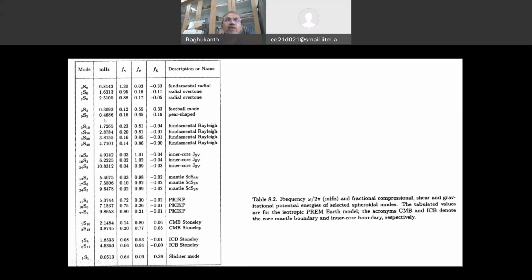But here the most important thing: which mode has the lowest frequency? Can you identify in this one? Generally in structural dynamics, with a multi-degree of freedom system, which mode will have the lowest frequency? 1 or 2? Whatever problems you have solved, which one has the lowest frequency? The first one only. But now here, what is happening? Which mode has the lowest frequency? Compare here, spheroidal modes.